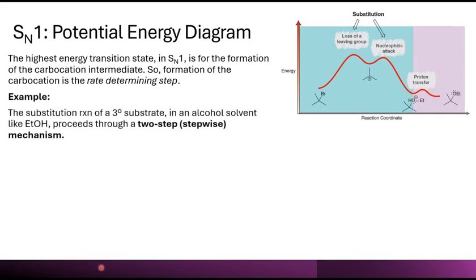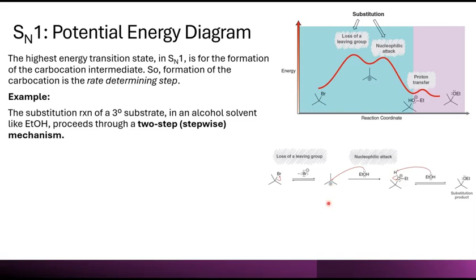For example, let's consider the substitution of a tertiary substrate in an alcohol solvent like ethanol. That's going to proceed through a two-step, stepwise mechanism. We have first the leaving group going, forming the carbocation. The alcohol undergoes a nucleophilic attack onto the carbocation via the O. Then the protonated O is deprotonated with the alcohol in the solution, resulting in the formation of the substitution product.